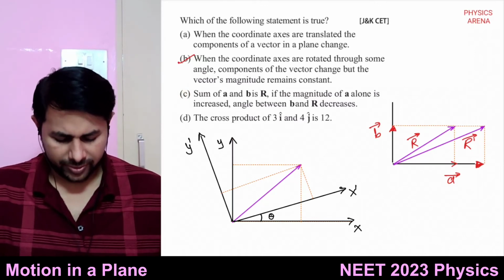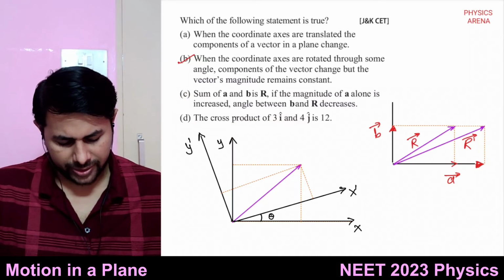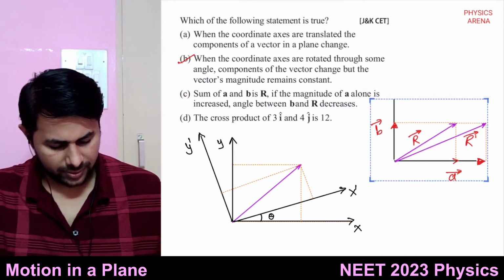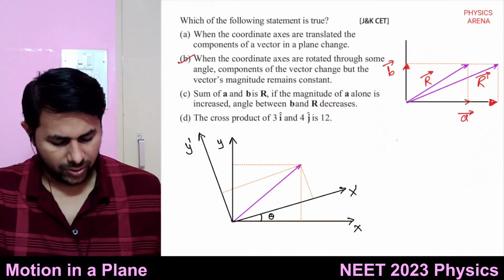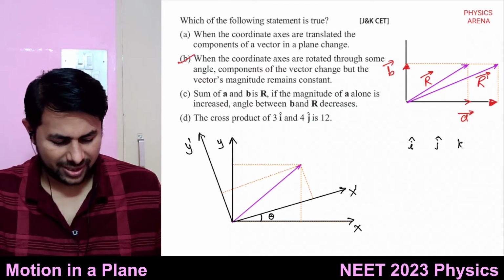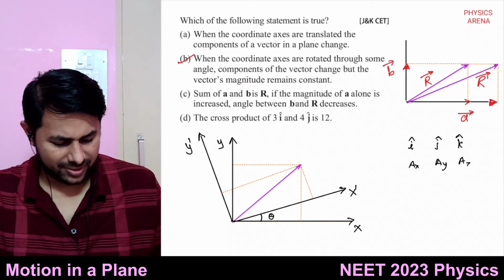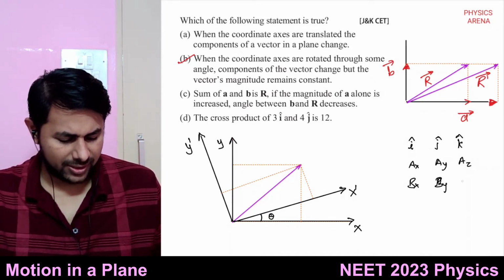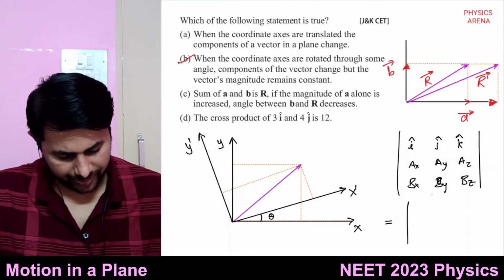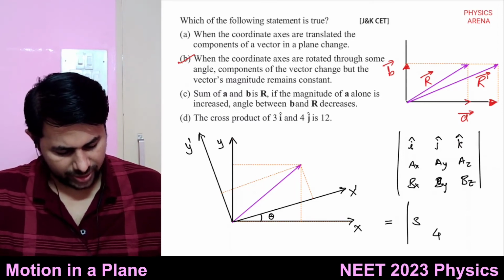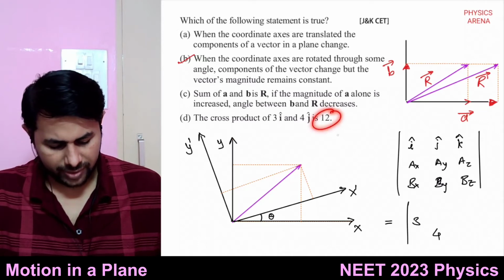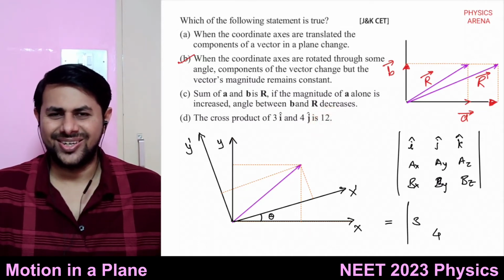All right. So cross product we didn't discuss till now. Cross product of 3i and 4j is 12. Is it 12? Do you know about cross product? If I multiply two vectors, the cross product is the determinant with rows i, j, k; ax, ay, az; bx, by, bz. Now what are your a and b? a is just 3i cap and b is 4j cap. So the cross product of these two is 12 k cap. That is the missing part.